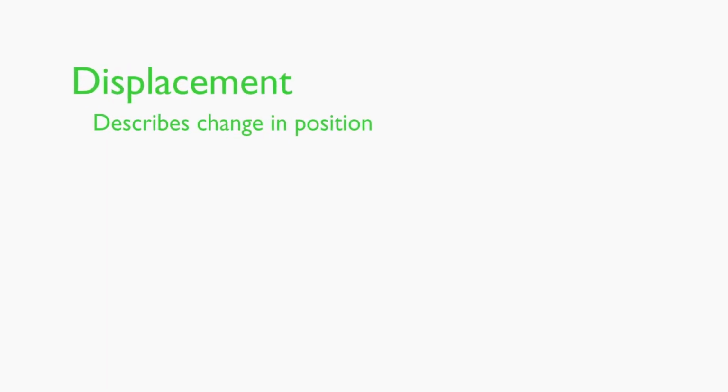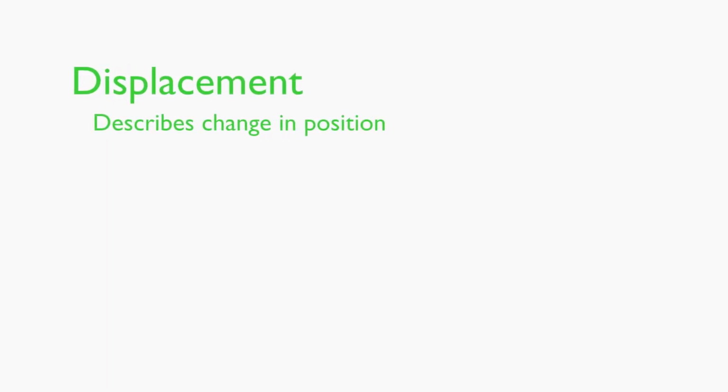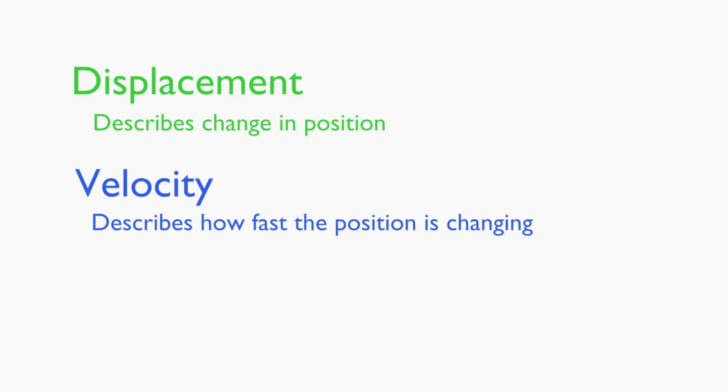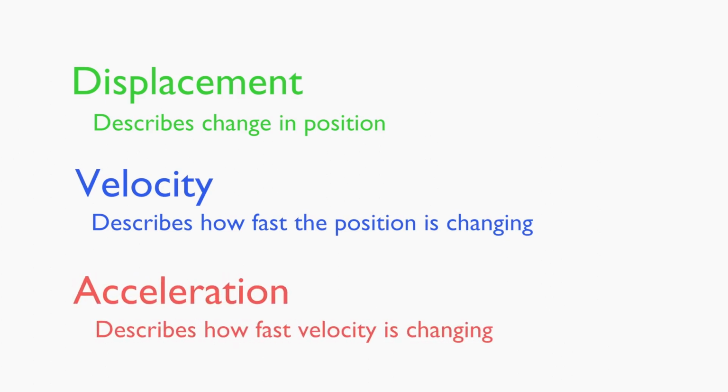To review, displacement describes a change in position. Velocity is going to tell us how fast that position is changing. And finally, acceleration is going to tell us how fast the velocity is changing. Is it speeding up or is it slowing down? Take a moment and then we'll do a quick example.